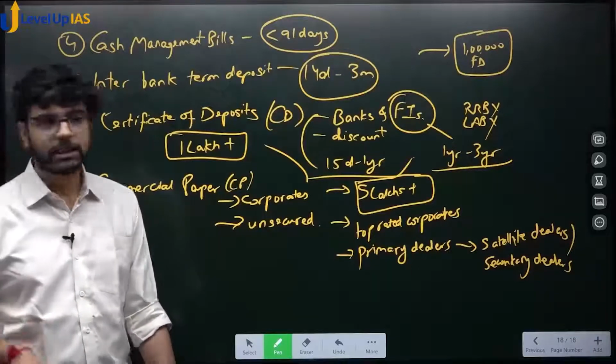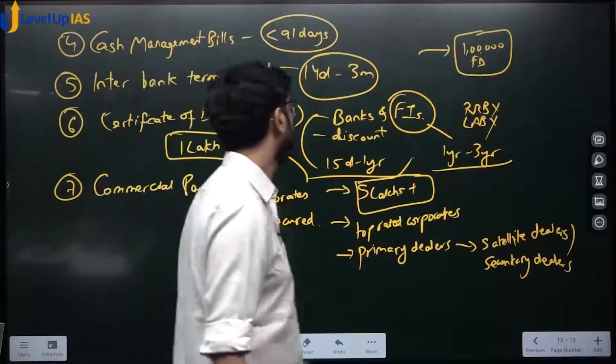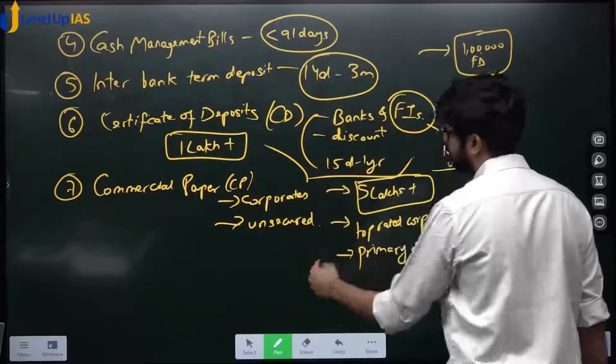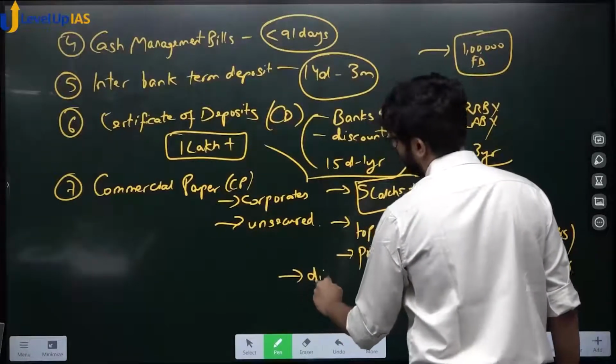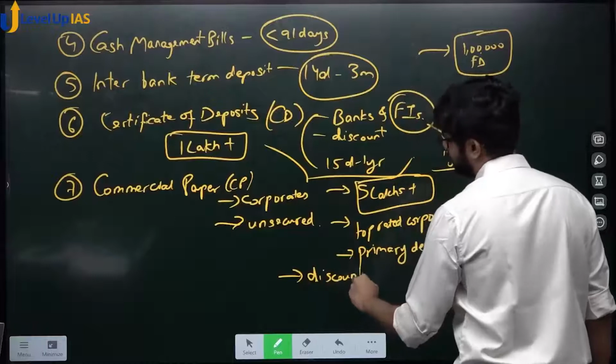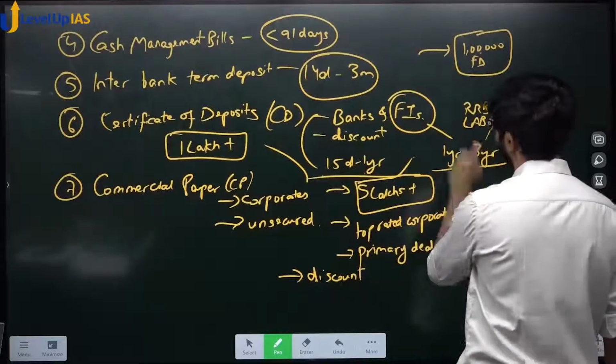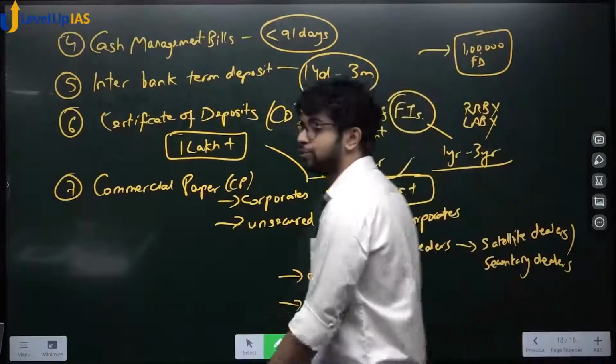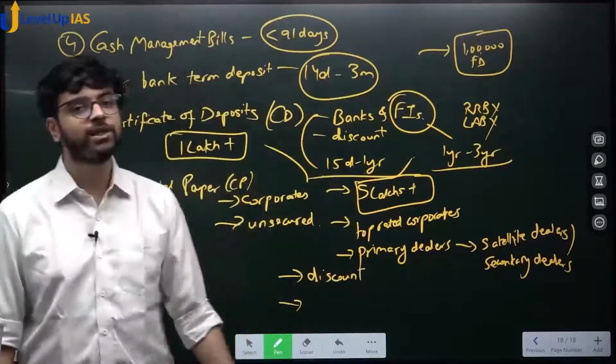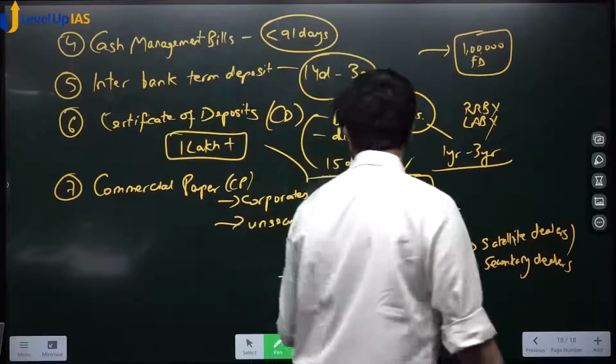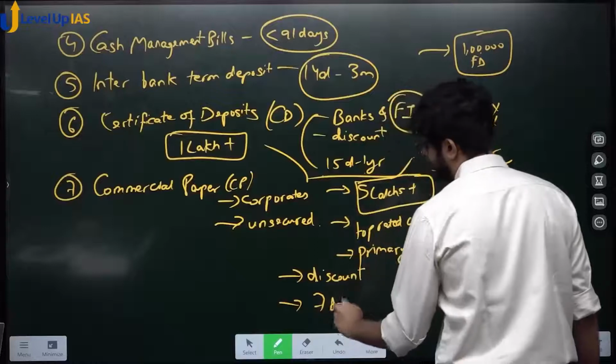Sir, is it also issued at a discount? Yes, it is very similar. It is also issued at a discount. Sir, what about the duration? This was 15 days to 1 year for banks and 1 year to 3 years for FIs. This is issued for a duration of 7 days to 1 year. So minimum 7 days, maximum 1 year.